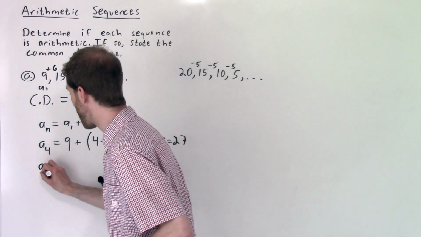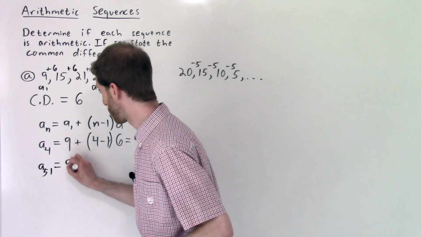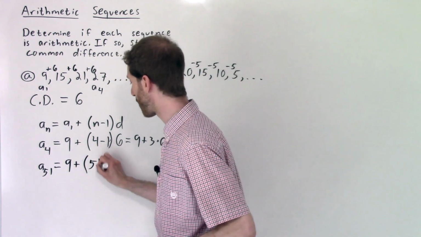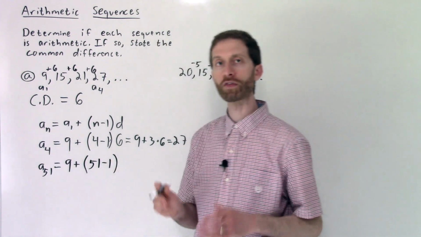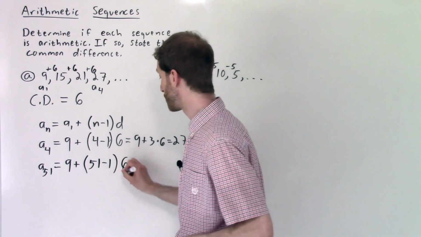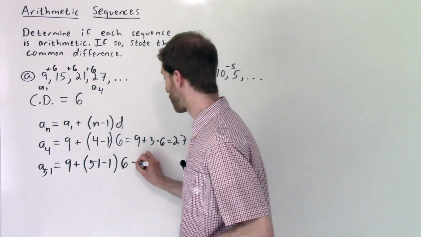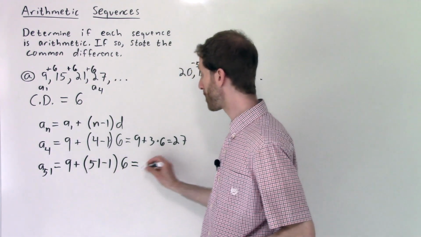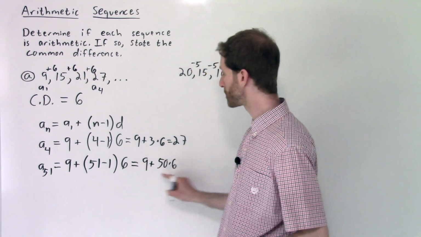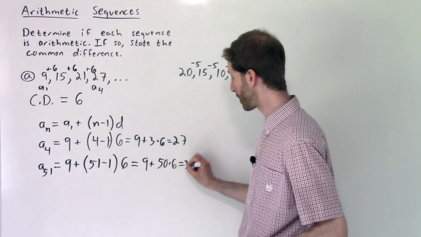Well, we'd write a sub 51 is equal to, again, we start at 9, plus n is 51. So you have 51 terms we're going out to, but we subtract 1 to figure out the number of spaces in between all the terms. So there's 50 spaces times 6. That's the number we're adding 50 times. That will give us 9 plus 51 minus 1, which is 50 times 6. This is the number of times we're repeatedly adding 6. So this would be 300 plus 9, which is 309.